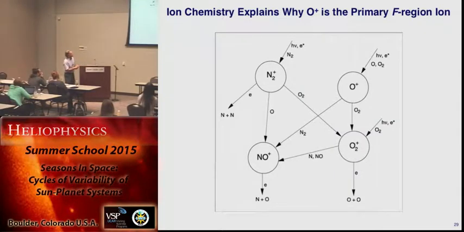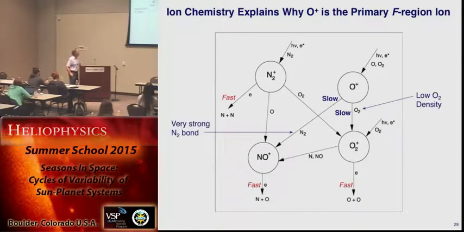Look at the O+. Remember I said N2+ can dissociatively recombine very fast. This is pretty fast. This is a charge exchange, very fast. But O+ gets stuck because this reaction is slow. This reaction is slow because there's not a lot of O2. Remember, O2 is no longer a major player up at 300 kilometers. So there's not much O2 for it to do this. It could do this, but it's slow because N2 is not very reactive.